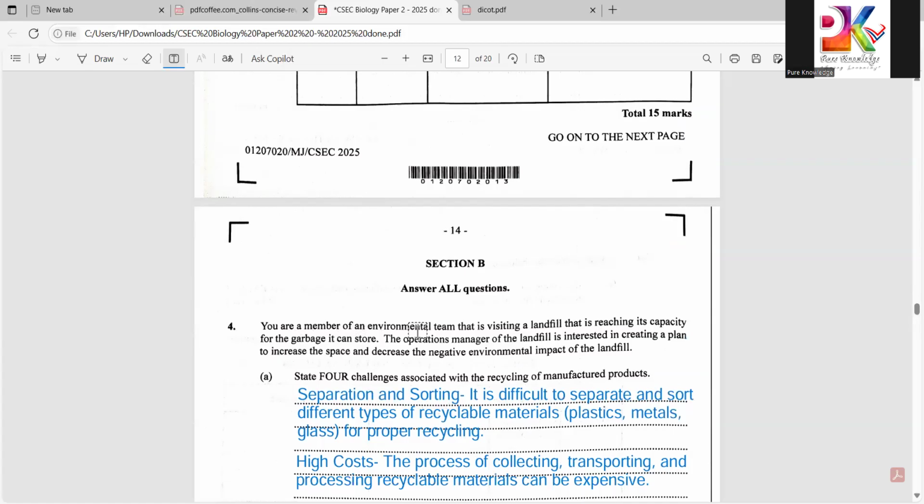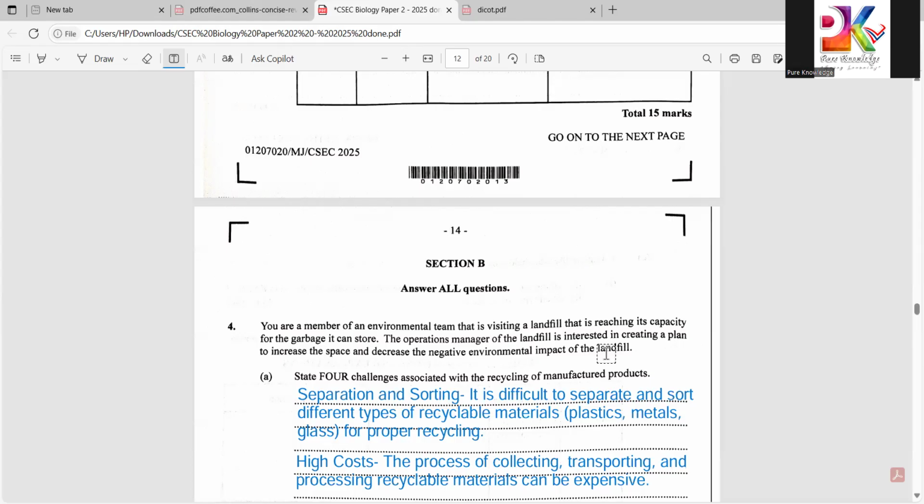You're a member of an environmental team that is visiting a landfill that is reaching its capacity for garbage it can store. The operations manager of the landfill is interested in creating a plan to increase the space and decrease the negative environmental impact of the landfill. State four challenges associated with recycled and manufactured products. And again, this is a bit of a thinking question. You have to reason it out. So, what are some problems with recycling?